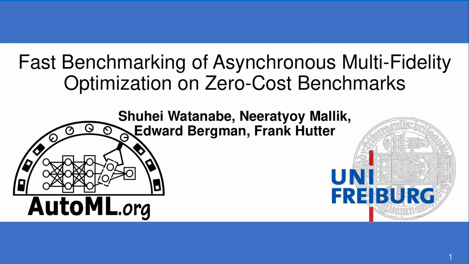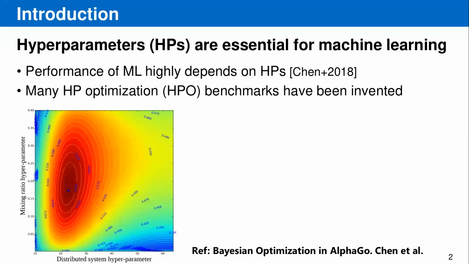Here is the presentation of the Python wrapper for hyperparameter optimization benchmarks using parallel setups. First, I would like to introduce hyperparameter optimization. Hyperparameters are very important for the performance of machine learning. Here is a figure to show the relation between hyperparameters and model performance.